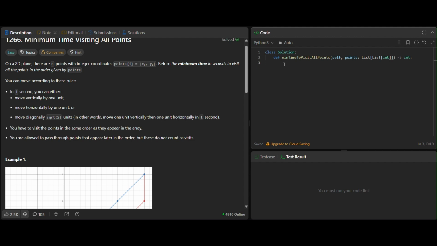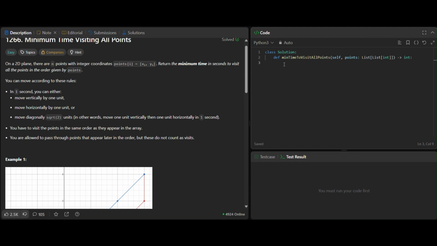Now, why does this work? We can take the minimum of dx and dy diagonal moves, since each diagonal move reduces both coordinates by 1. After that, the remaining difference, which is the absolute value of dx minus dy, must be covered using straight moves. When you add these together, the total time is simply the maximum of dx and dy. We repeat this for all adjacent points and sum the results.